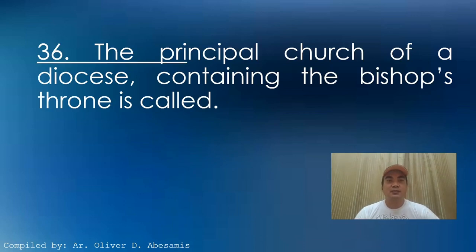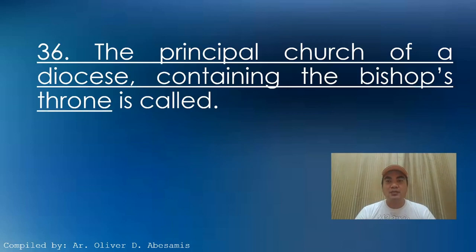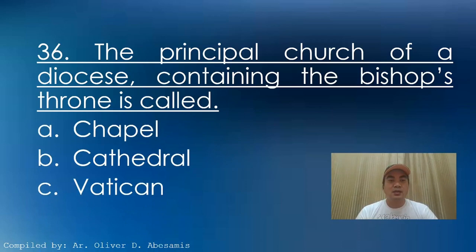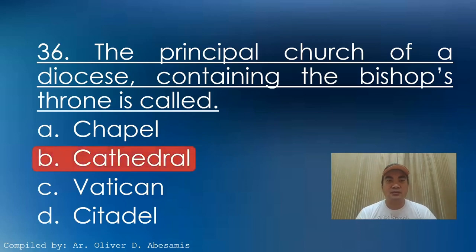Number 36. The principal church of a diocese containing the bishop's throne is called: A. Chapel, B. Cathedral, C. Vatican, D. Citadel. Answer: B. Cathedral.